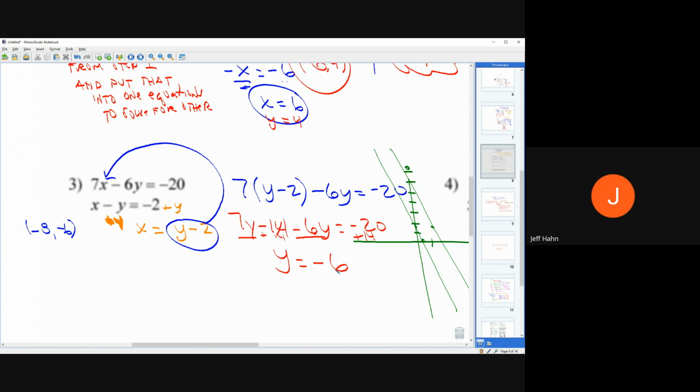You have to figure out what the X is. And again, I changed this one. You could put negative 6 for Y right here, but it's going to be kind of messy. I would put it in here because you already solved for the X. Just put negative 6 in here. Negative 6 minus 2 gives the answer. So, ladies and gentlemen, congratulations and kudos to the lucky winner.